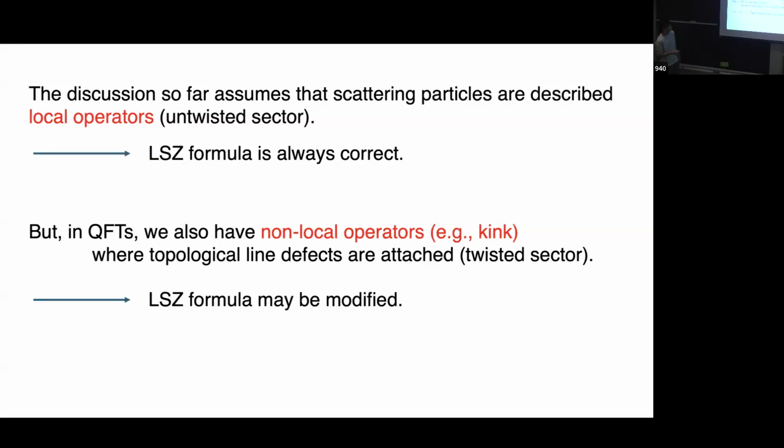But in quantum field theories, we also have non-local operators, for example kinks. In these non-local operators, some topological line defects are attached. Local operators are just point-like operators, but for these non-local operators, a topological line defect is attached to some local operators. In this sense, I call them non-local operators. So when we consider scattering of this kind of particles, this LSZ formula may be modified.